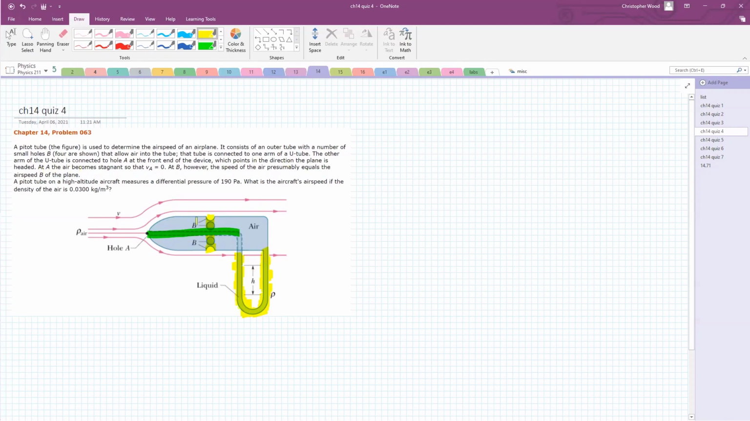The other arm of the U tube is connected to the hole at A. So this is what's going on. We have a manometer connected here and then here. Okay, so let's keep reading. That tube is connected to one, the other, and so on. All right, so I covered all that. The airplane velocity is going this way. So here's the velocity of the airplane. It's basically in this direction.